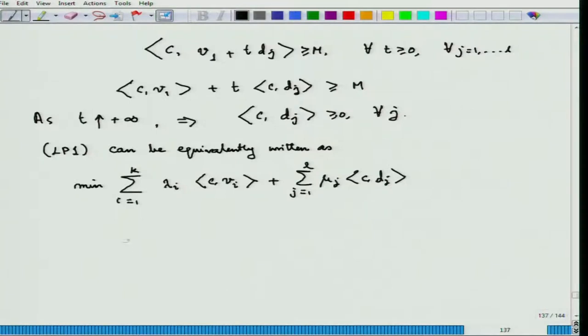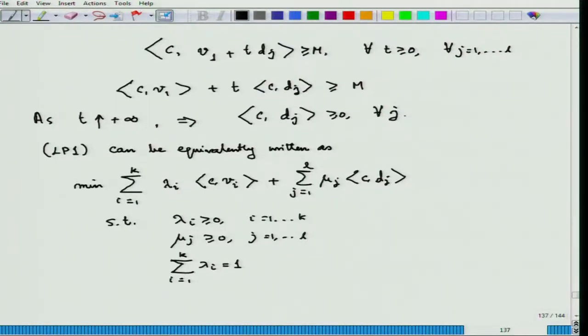this, subject to, of course, lambda I greater than or equal to 0 for I equal to 1 to k, mu j greater than or equal to 0 for j equal to 1 to L, and the summation of lambda I must be equal to 1. So, the problem LP 1 can be equivalently written like this.